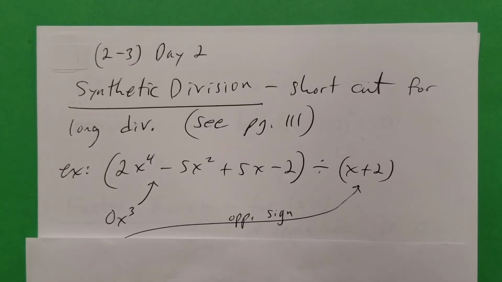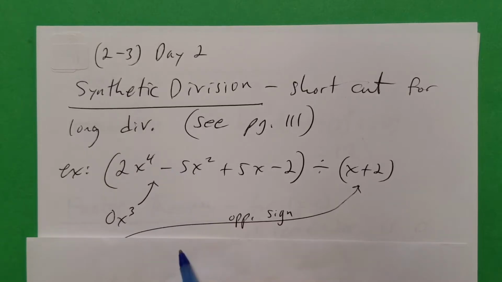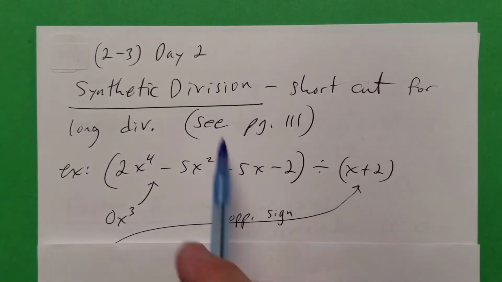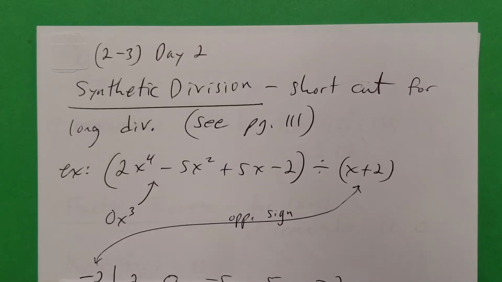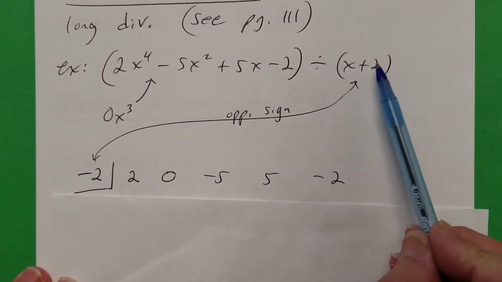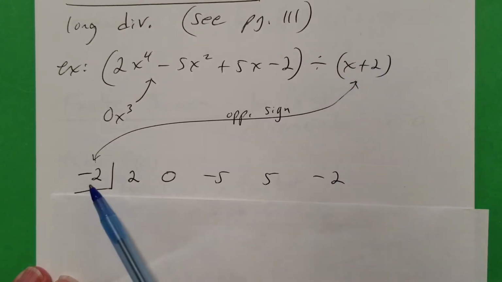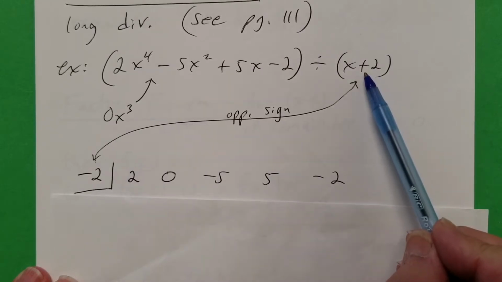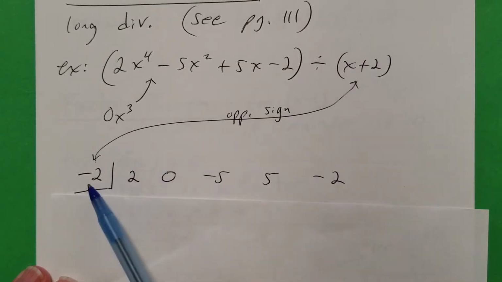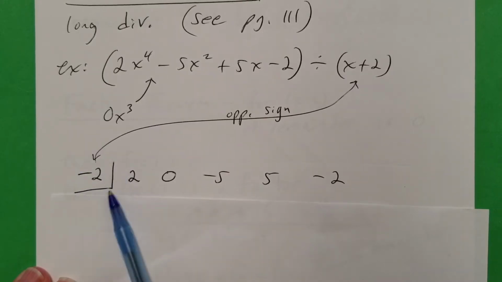Notice that I'm missing x to the third, so I'll have to put that in. And for synthetic division, this is what you do. You take this number here, forget the x, this number here, but you switch signs. If this is plus 2, you put minus 2 here. If this would have been minus 2, then you put plus 2 here. So you do the opposite sign, okay? And then put a little corner here to separate, that's what we're dividing, into this.